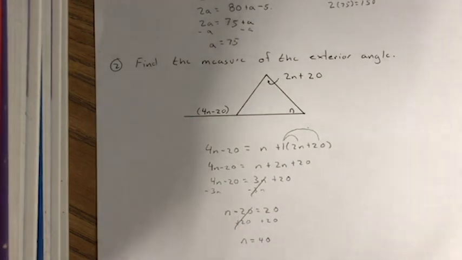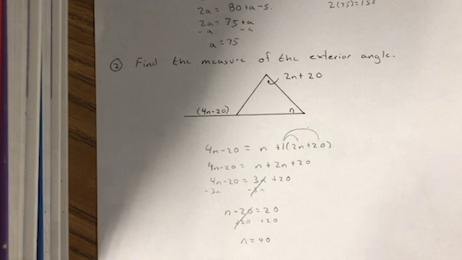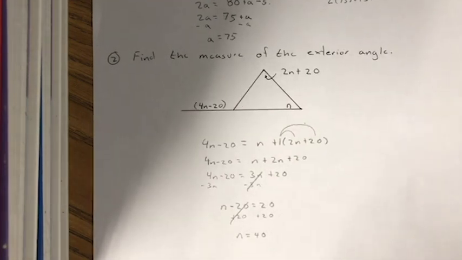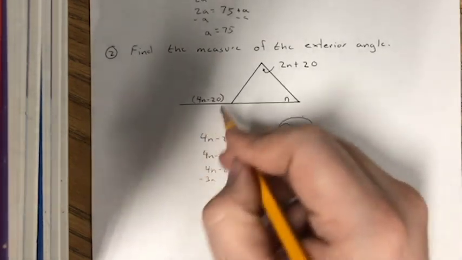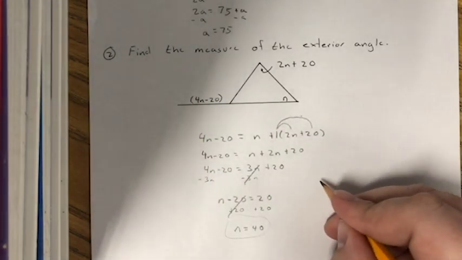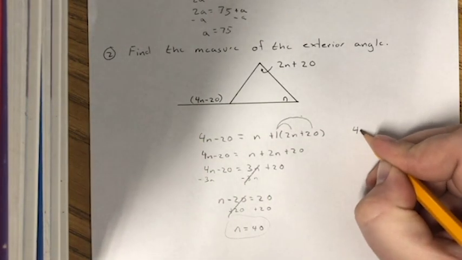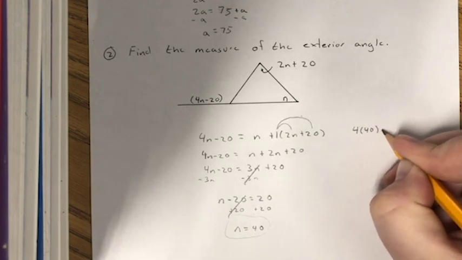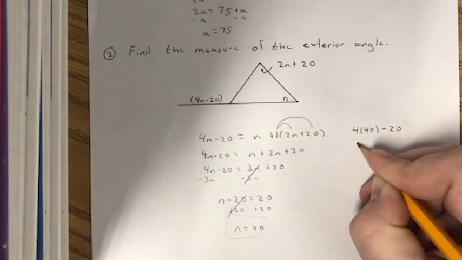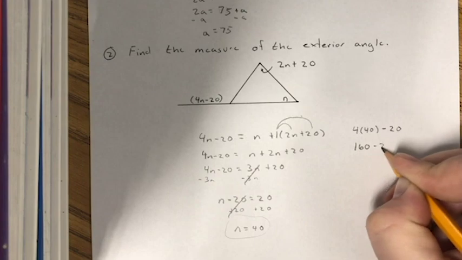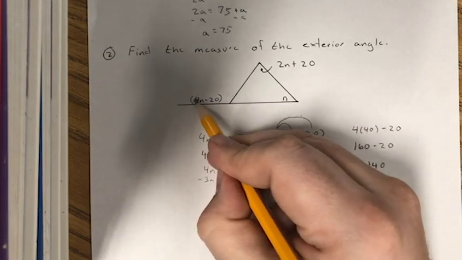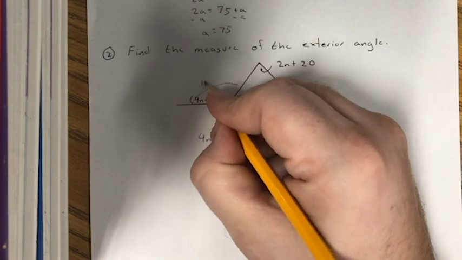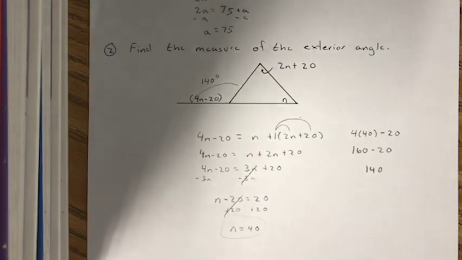Now that I know what n is, am I done? No, because it asked me to find the measure of the exterior angle. So what am I going to do? I'm going to plug 40 back into this expression right here. So I'm going to say 4 times 40 minus 20. Well, that's 160 minus 20. And that gives me 140. So this angle measurement right here is 140 degrees.